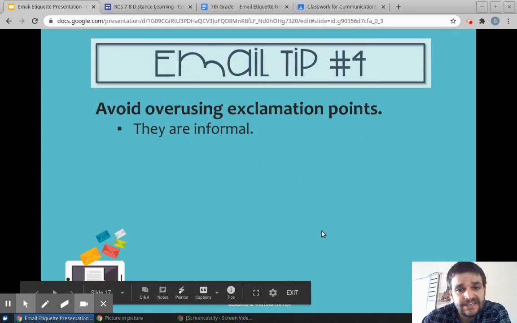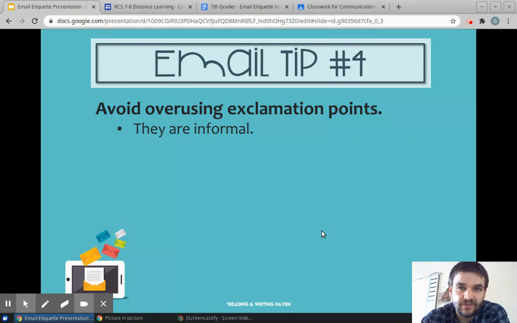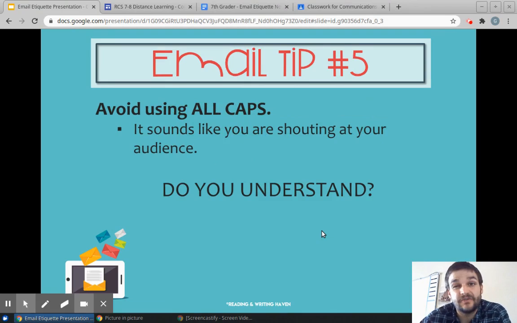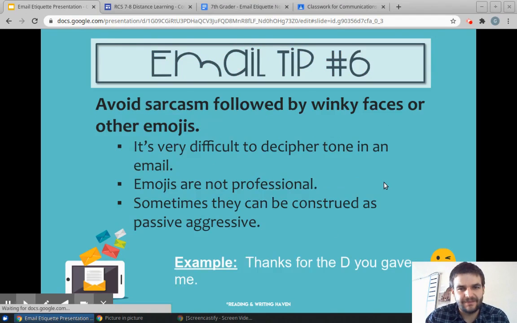Double check that. Tip number 4 is avoid overusing exclamation points. It's okay to use them sometimes. I'm not saying you can never use them, but what I'm talking about is when you have a sentence and then you end it with like 3 exclamation points because you're really, really trying to emphasize it. That just sort of reduces the professionalism of your email. Tip number 5 is to avoid using all caps. Sometimes people put the caps lock on and then type their whole email out. But it sort of feels like for the person reading it that you're shouting at them. So try and avoid that.